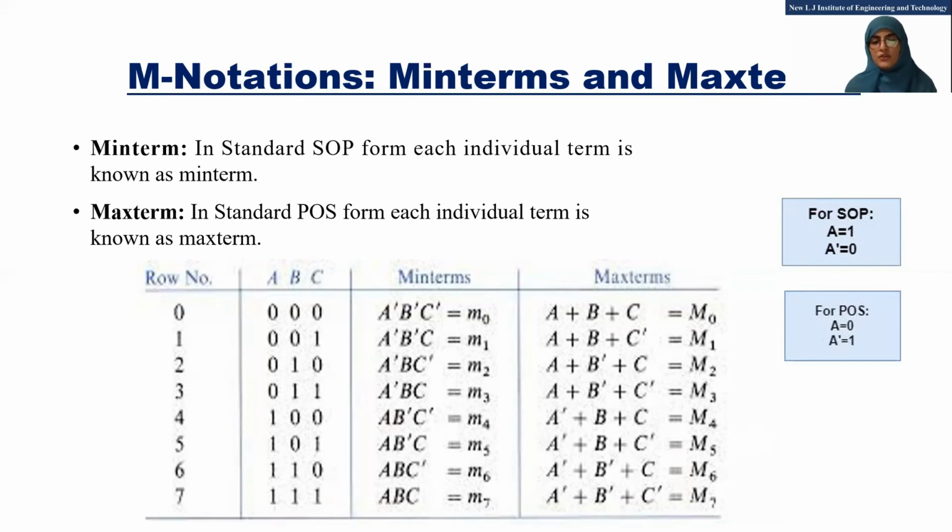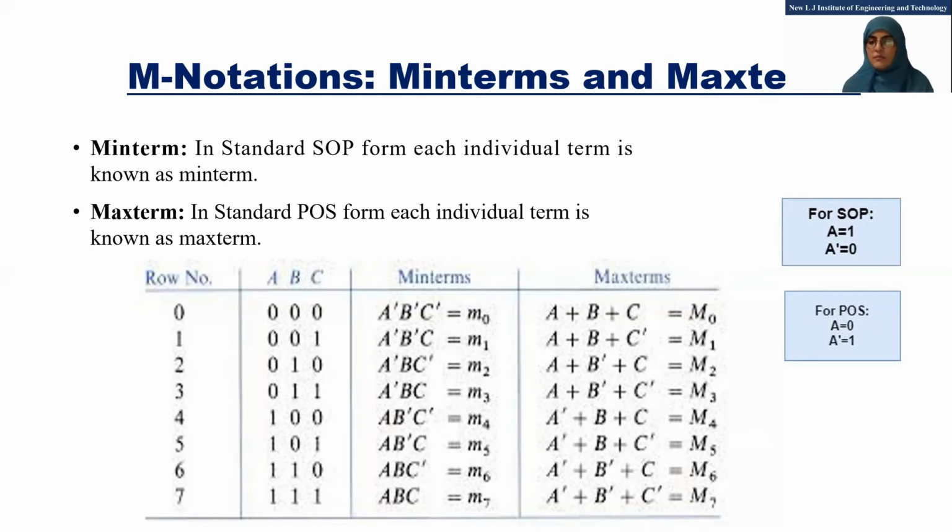For row number 2, 0 regarding input A will be A prime, 1 regarding input B will be B, and 0 regarding C is C prime, and so on.